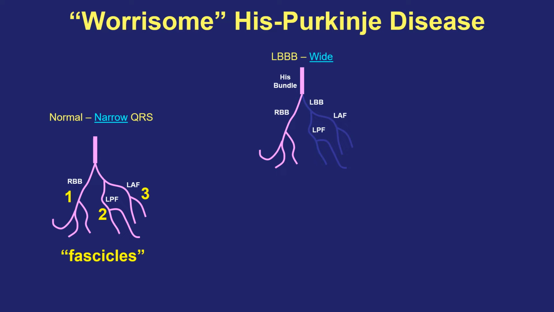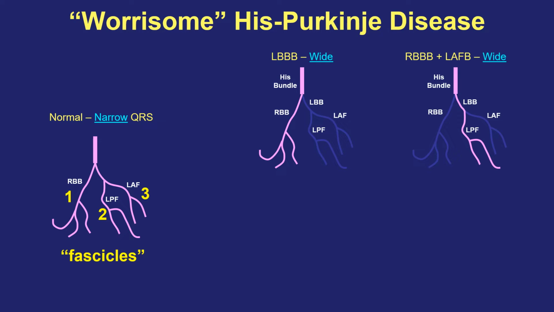Here are some examples of how that might look. So a left bundle branch block, which again you might initially think, oh, that's just one branch, that actually comprises 2 of the 3 fascicles. So just by having a left bundle branch block, 2 out of 3 parts of the His-Purkinje tree are not working, and that'll give you, of course, a wide QRS consistent with His-Purkinje disease.